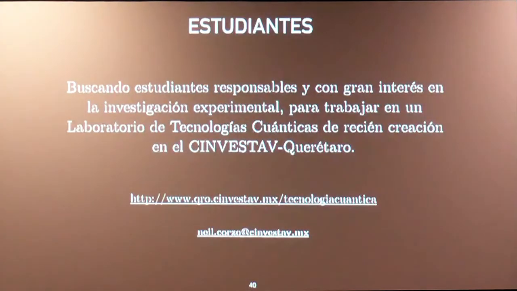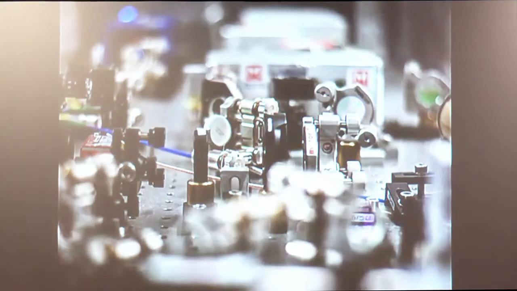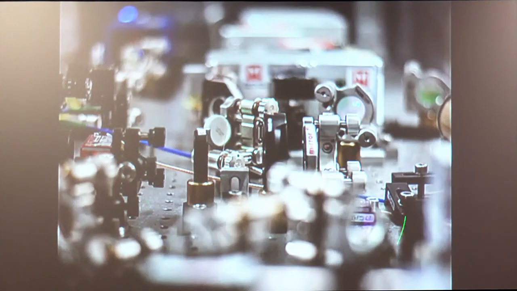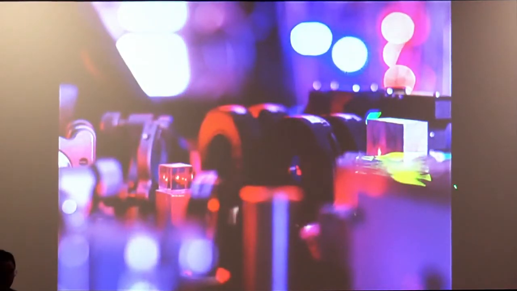Optical tables, and we need students, okay? That's the thing that we are missing most, the students. So please contact me, and in order to encourage you, this is how the lab is going to look like. You will have a lot of lasers, lenses, mirrors, beam splitters to play with. Everything looks really cool using lasers.